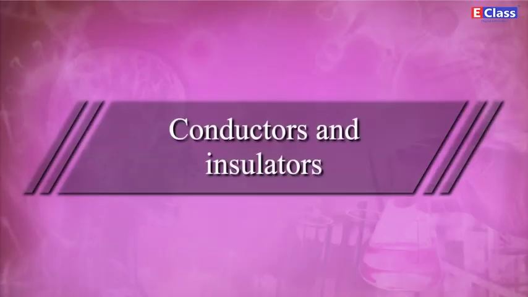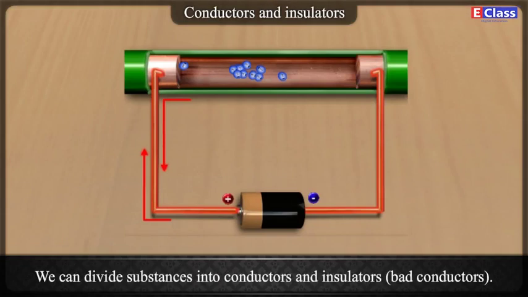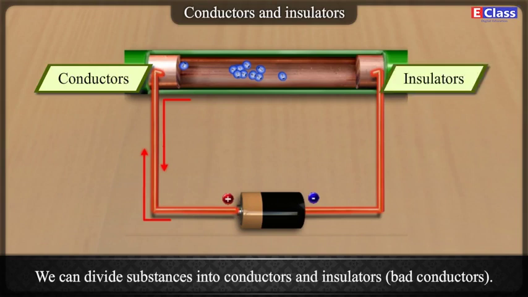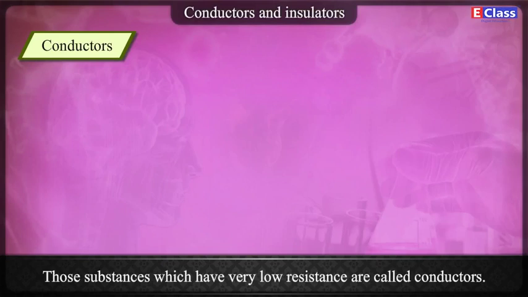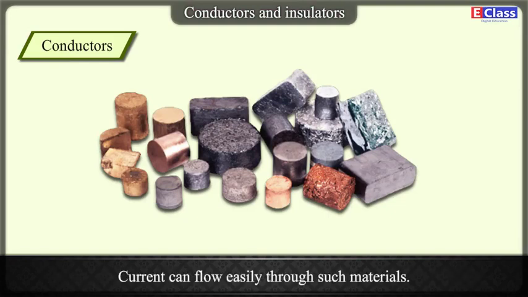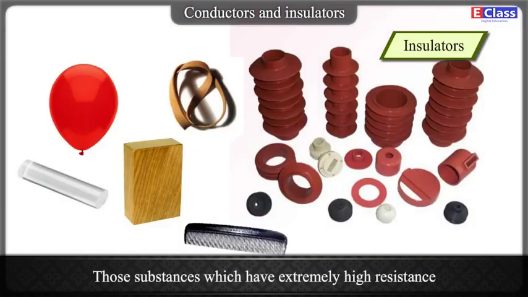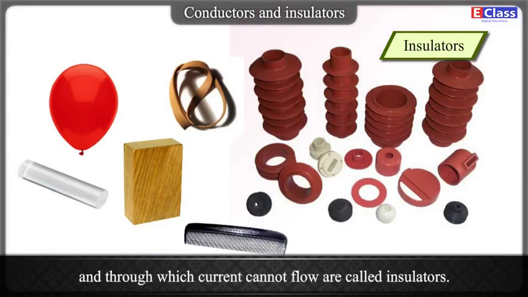Conductors and insulators. We have learnt about the resistance to an electric current. We can divide substances into conductors and insulators or bad conductors. Conductors: those substances which have very low resistance are called conductors. Current can flow easily through such materials. Insulators: those substances which have extremely high resistance and through which current cannot flow are called insulators.